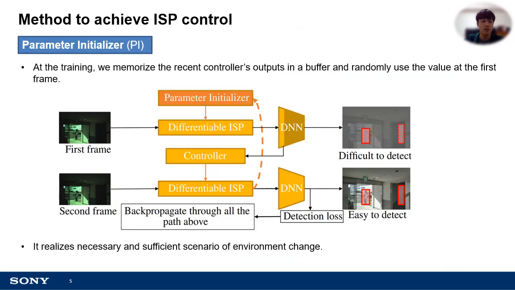The third one is parameter initializer. At the training, we memorize the recent controller's output in a buffer and randomly use the variable at the first frame. It realizes necessary and sufficient scenario of environment change.